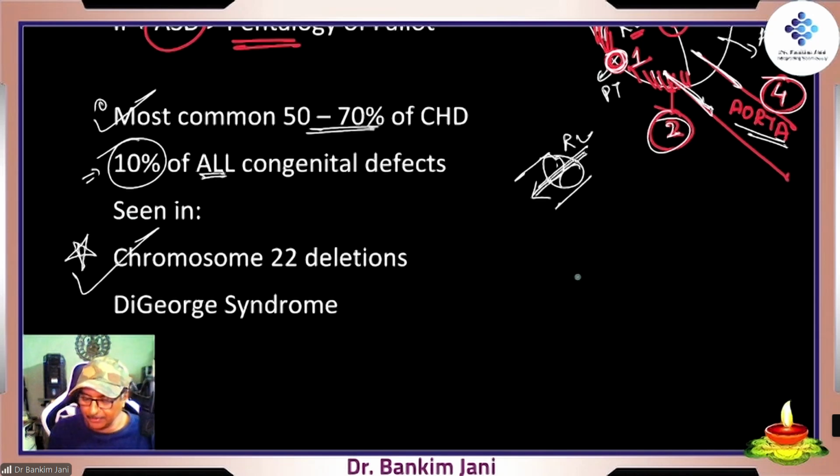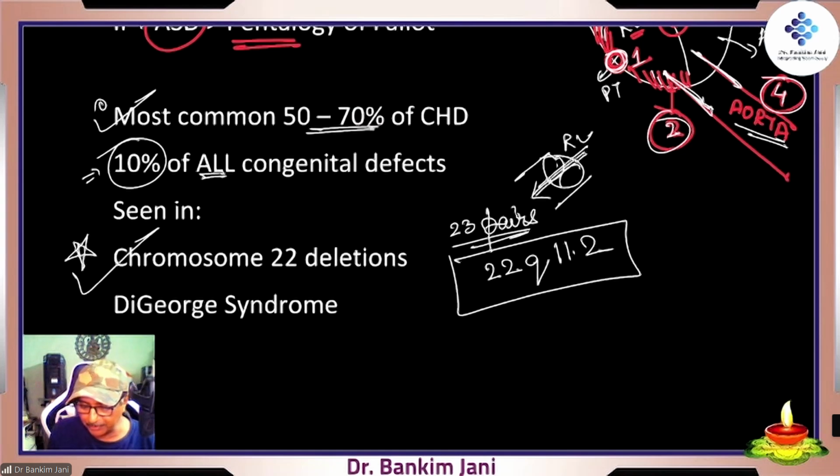So here, when it is said chromosome 22 deletion, is the whole chromosome deleted? See, there are 23 pairs of chromosomes, total 46 chromosomes. There is an address, it is called 22q11.2. Now it has a meaning. 22 is the chromosome number.